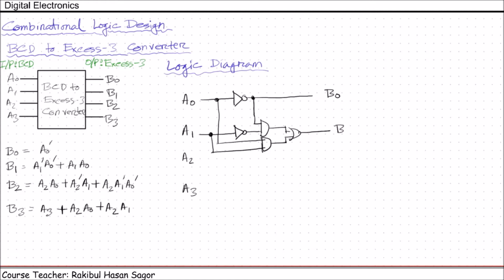We will get B1. For the B2 function, we need to make A2 A0. We have A2 A0 can be taken from here. They will be multiplied. A2 prime and A1, they will be ANDed. Finally, A2 A1 prime A0 prime.